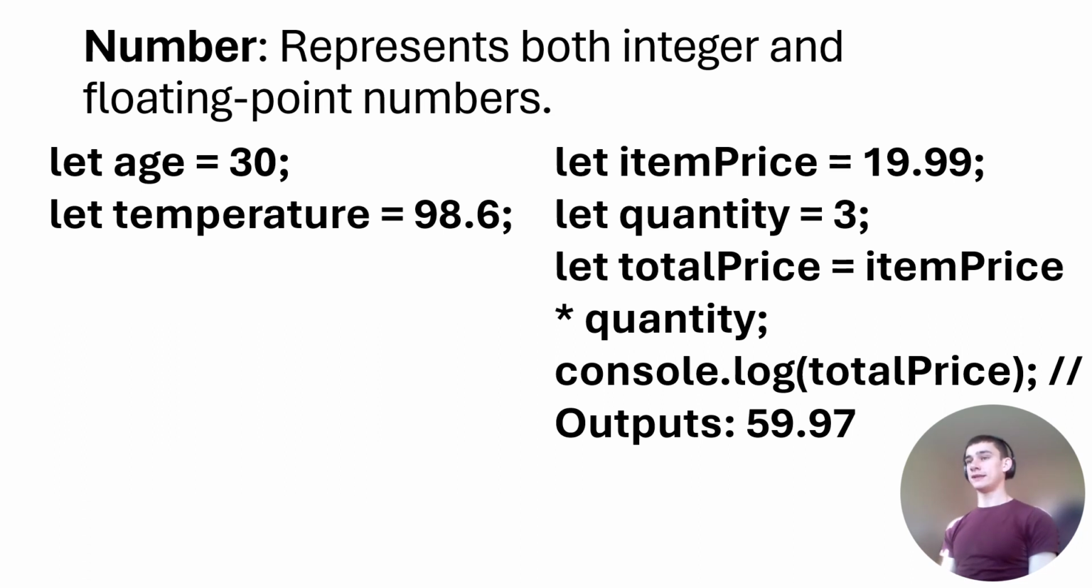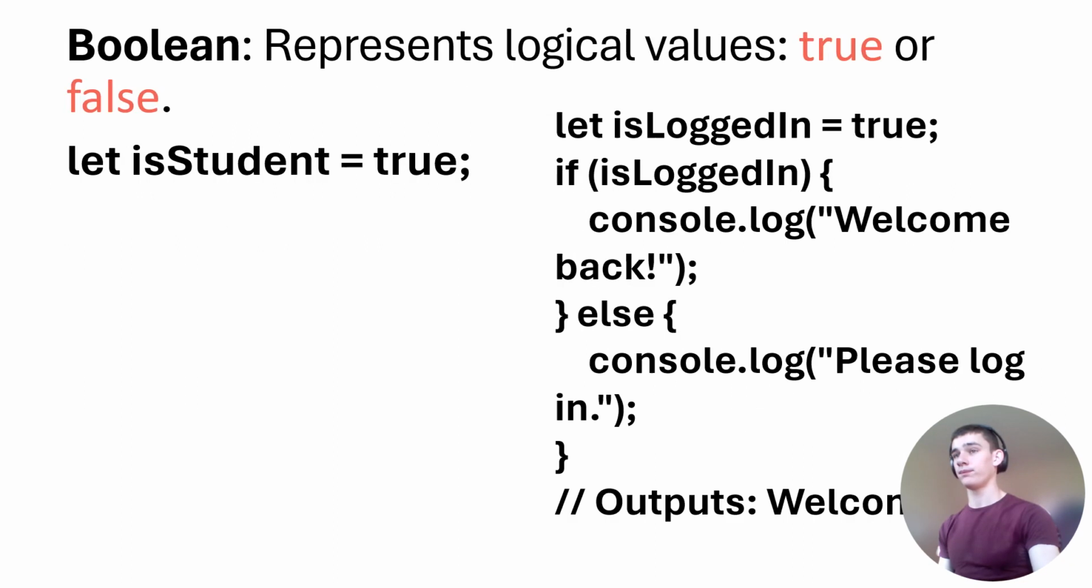If we have a number, numbers represent both integers and floating point numbers in JavaScript, whereas normally they're separated. So we have let age equals 30, let temperature equals 38.6. And notice that they're both going to be the same data type. So let item price 19.99, let quantity 3, let total price be item price times quantity, which is going to multiply the item price and quantity and output 59.97.